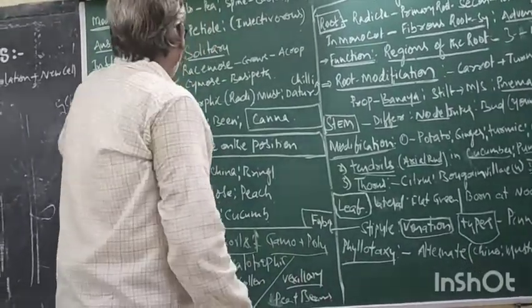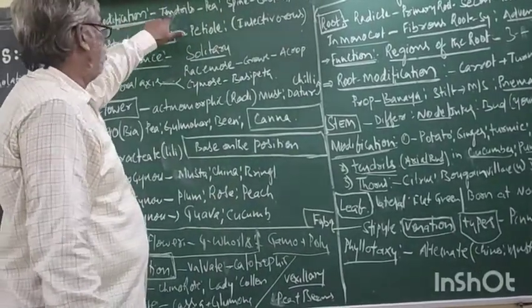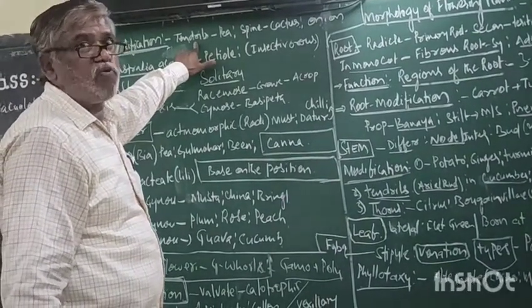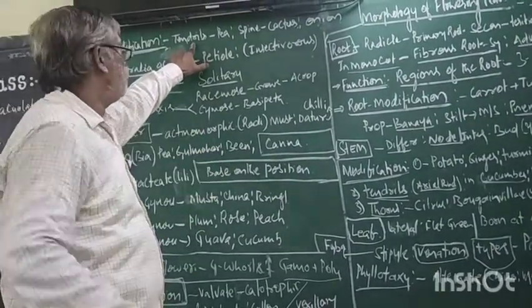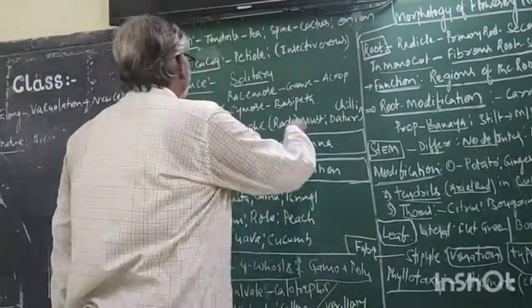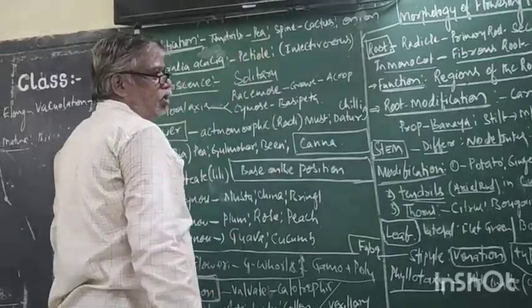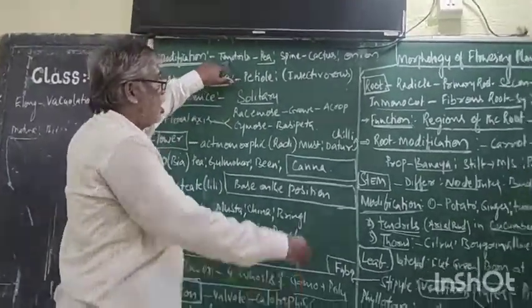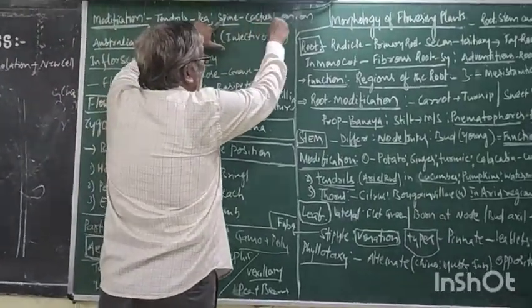Now, modification. The leaf is modified as tendril for climbing or support. In which plant? Pea. In the pea, it is modified as tendril. Spine, cactus.